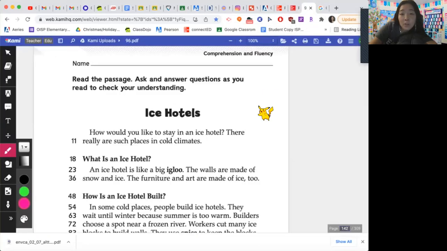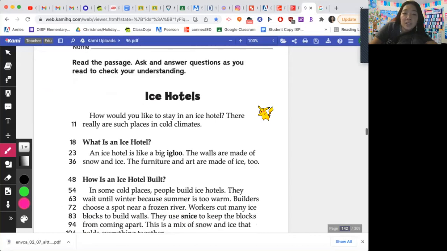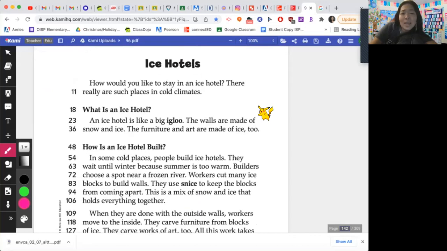How would you like to stay in an ice hotel? There really are such places in cold climates. What is an ice hotel? An ice hotel is like a big igloo. The walls are made of snow and ice. The... I don't know that word, so I'm going to underline it. ...and art are made of ice too.